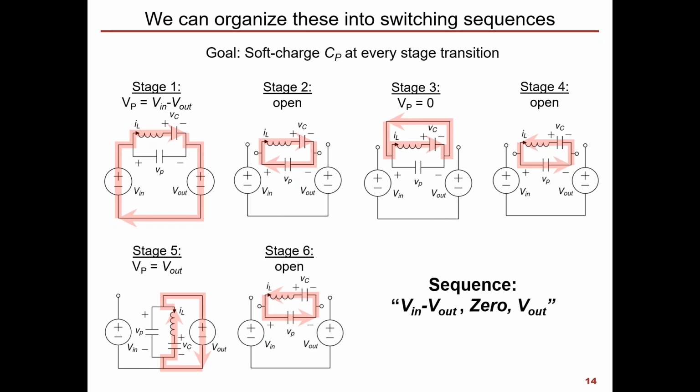This Vout stage allows us to deliver energy to the load. And then finally, we'll use the remainder of the cycle to cycle CP back up to the original Vin minus Vout, and we'll repeat the process. Now we're going to refer to these switching sequences by the order of their connected stage voltages. So we'll call this sequence Vin minus Vout, 0, Vout. And this is going to be our example sequence throughout this talk.